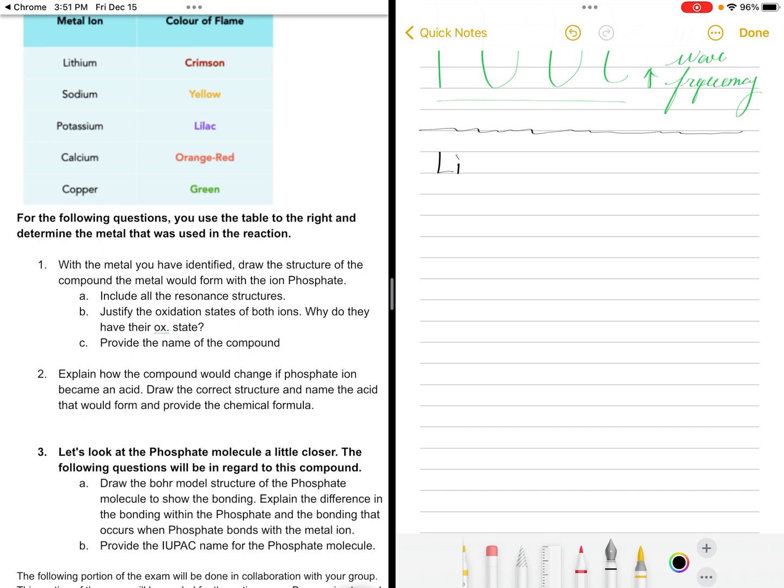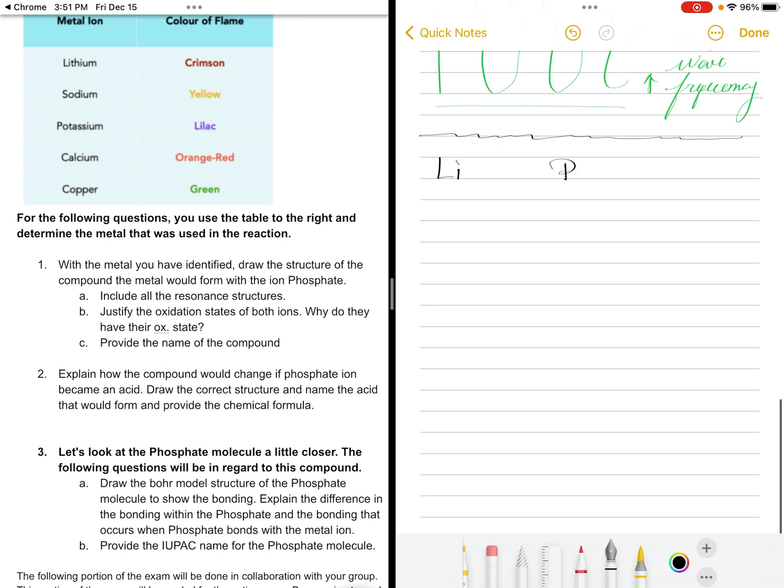If you had green, you could have chosen copper. If it was yellow, it would have been sodium, etc., etc. Okay. So it says draw the ion that would form, or the compound that would form if it bonded to the ion phosphate. So phosphate is PO4 3-. If you had arsenate or arsenite or phosphite, it's the same process.